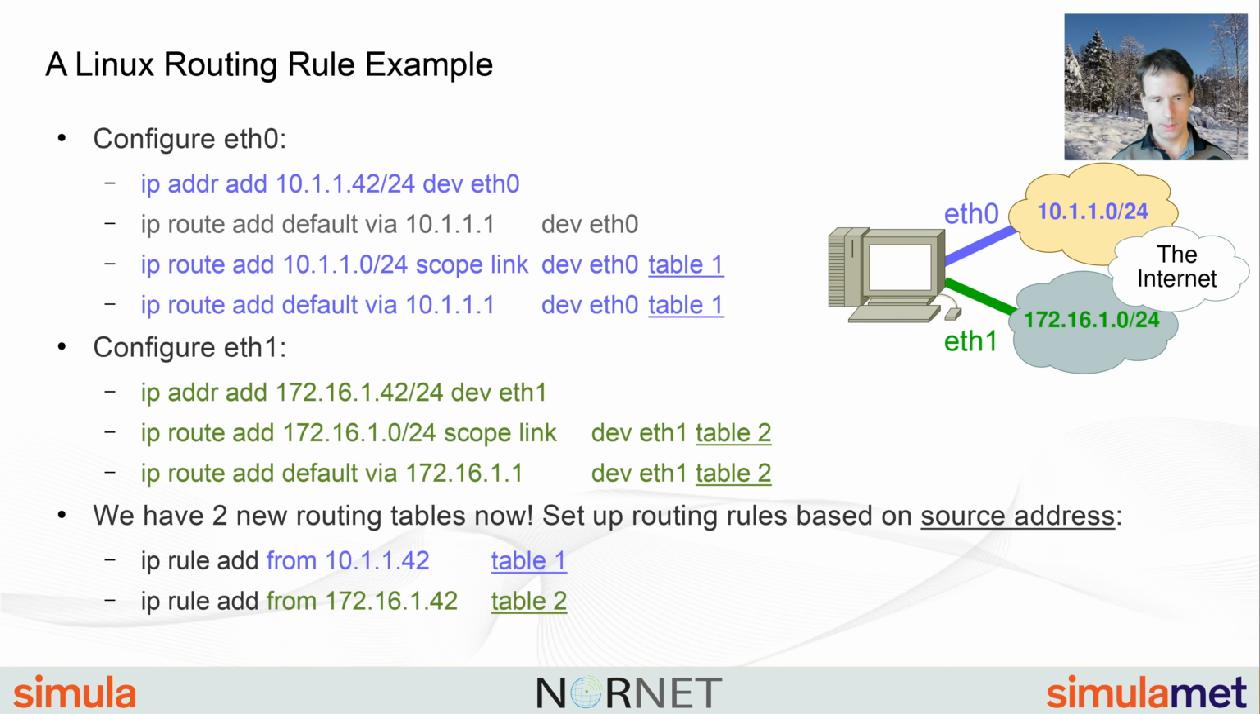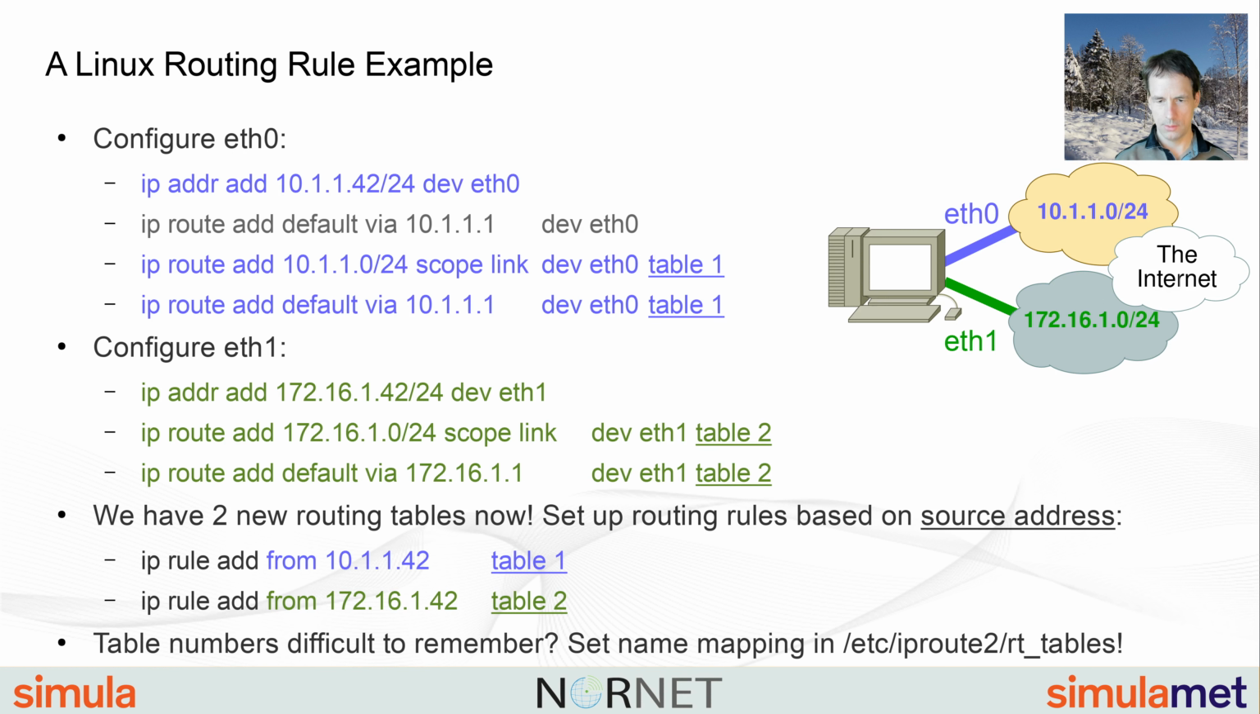Well, and as I've said, we need a form of selector for the outgoing packets. So we add a rule: if the packet is coming from the address 10.1.1.42, we use table number 1. And if the source address of the packet is 172.16.1.42, we use table number 2. So far so good. I come to some more details on the next slide.